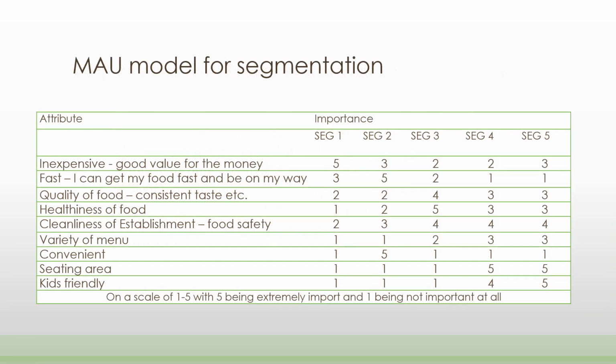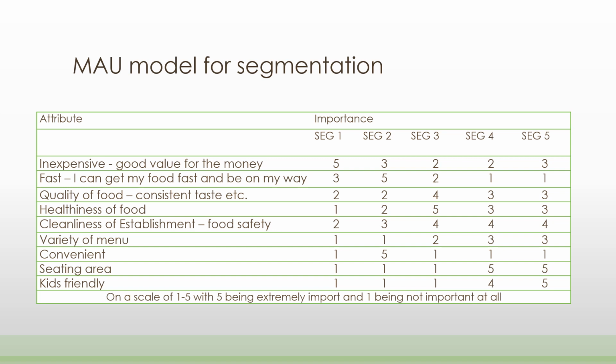So what I've done here now is I've created a MAU model for segmentation, a multi-attribute utility model for segmentation, where I've looked at each of the attributes and at different segments, that is, different groups of customers, and what they find to be the most important. Remember, this is on a scale of 1 to 5, with 5 being extremely important and 1 being not important at all. So you can see for segment 1 here, for instance, the price of the food is the most important item. They're interested in fast, and they're interested in the quality of the food and, obviously, a little bit in the cleanliness of the establishment. But their major concern is fast.